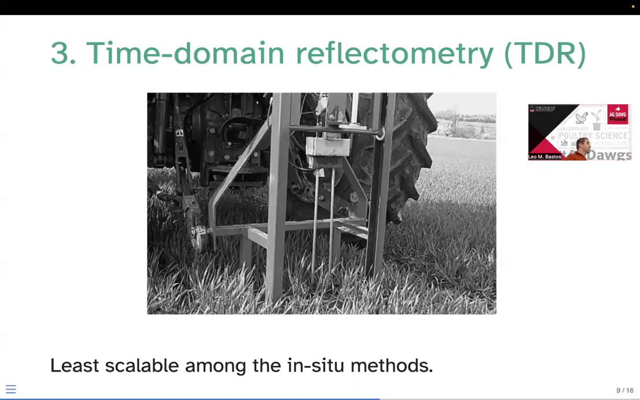In this case specifically, it is the least scalable of the three in situ methods, mostly because you do have to stop, insert into the soil, take a reading, remove it from the soil, and go to your next spot. So TDR, of the three we're talking about, is the least scalable because you do have to stop to take a measurement, whereas with the first two, electroresistivity and electromagnetic induction, you do not have to stop. You basically just drag that equipment as you're moving through the field, and it's taking the measurements and the locations as you move.